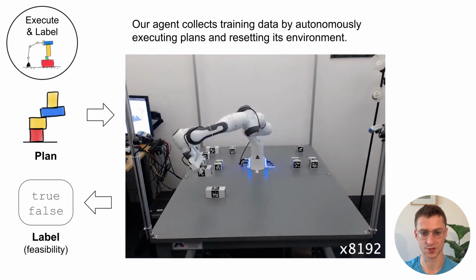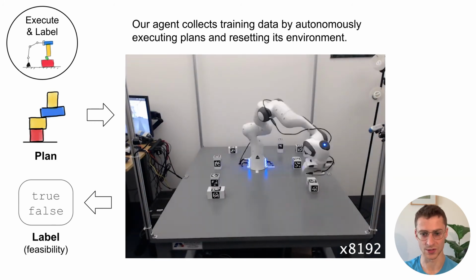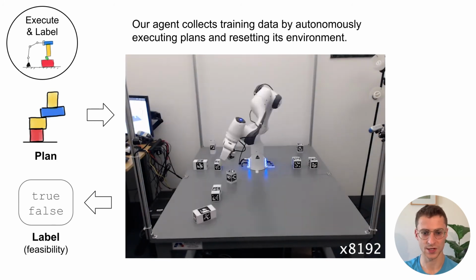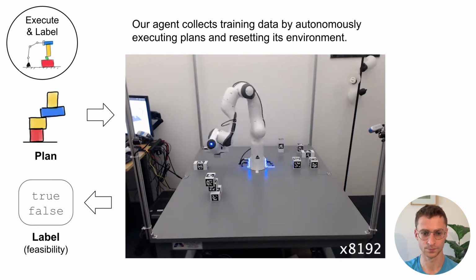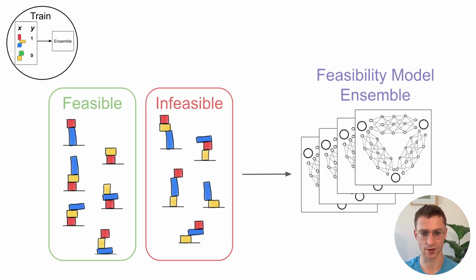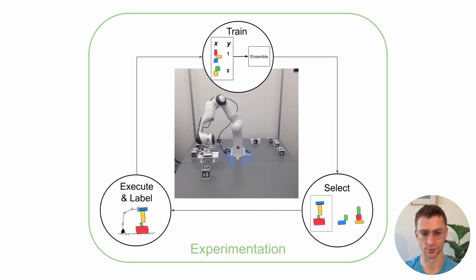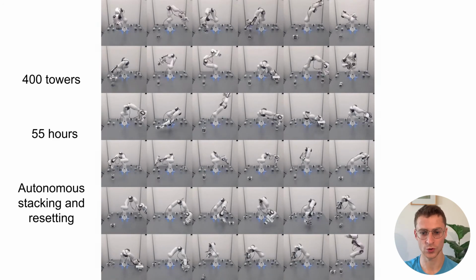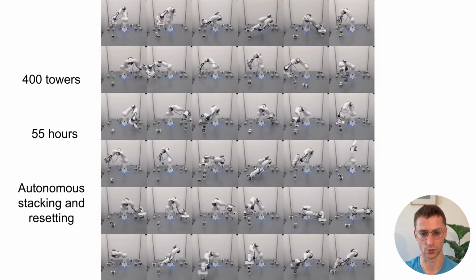Having chosen the plans which are expected to be most informative, we execute those plans on the robot. An external plan success monitor supplies a label. The labeled plan executions are added to the data pool, and we retrain the ensemble of feasibility models. The robot repeats each component of the active learning loop, autonomously assembling towers and resetting the environment between experiments. In total, the robot performed 400 experiments to learn the feasibility model over the course of 55 hours.